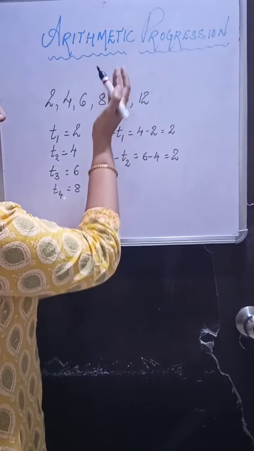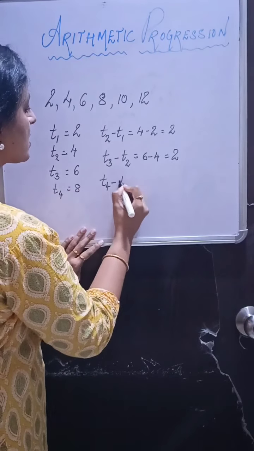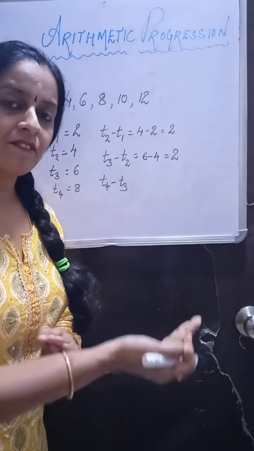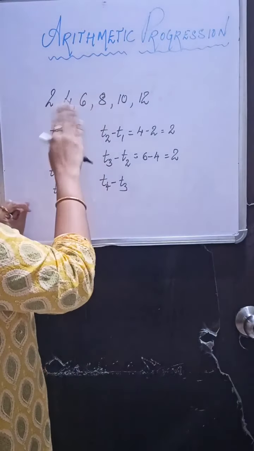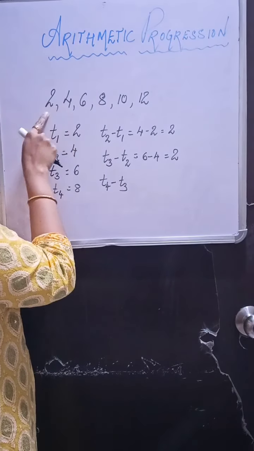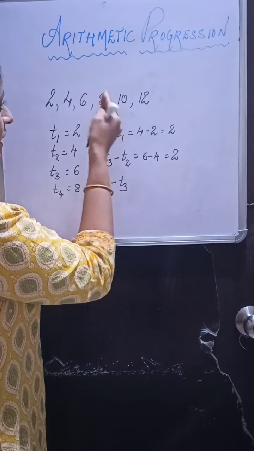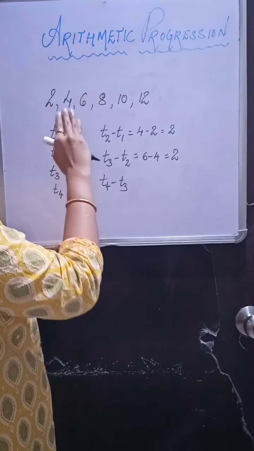Going on, T4 is equal to 8. Let me subtract the fourth term and the third term. T4 minus T3. Always you will subtract the second and the first, the third and second, consecutive numbers. Second and first, third and second, like that. Always subtract the number from its previous number.